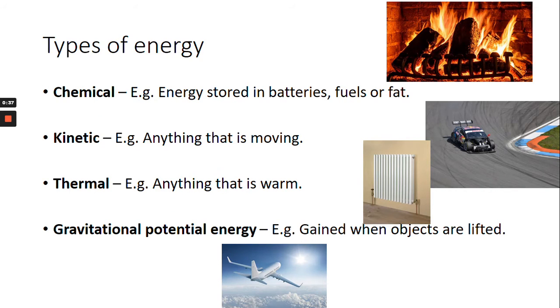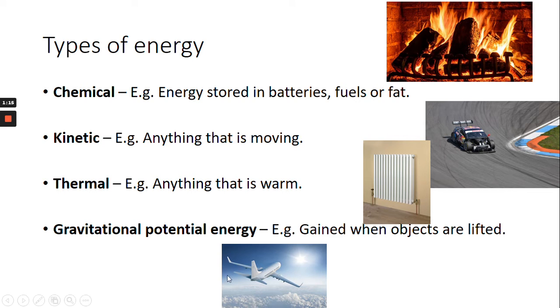Okay, so don't write anything at this point. As you might remember from last week, you covered the different types of energy stores. So we have chemical energy stored in batteries and fuels. You have kinetic energy stored in anything that is moving, such as a car. You have thermal energy in anything that is warm, such as a heater or maybe a cooker, and gravitational potential energy, which is gained when objects are lifted.